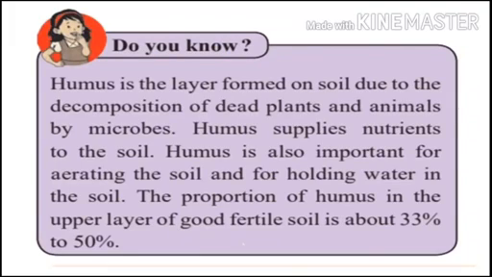Do you know, students? Humus is the layer formed on the soil due to the decomposition of dead plants, animals and microorganisms. Humus supplies nutrients to the soil. Humus is also important for aerating the soil and for holding water in the soil. The proportion of humus in the upper layer of good fertile soil is about 33 to 50%.